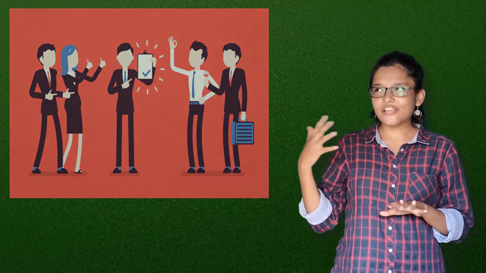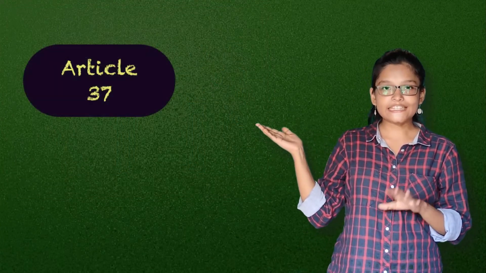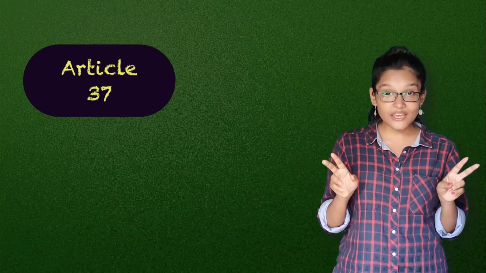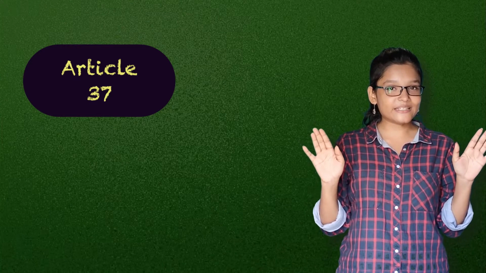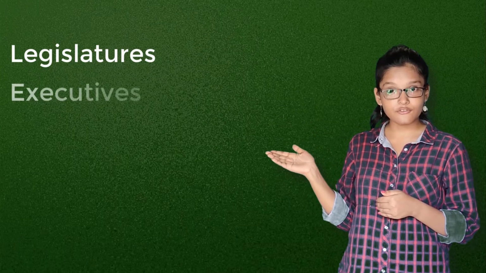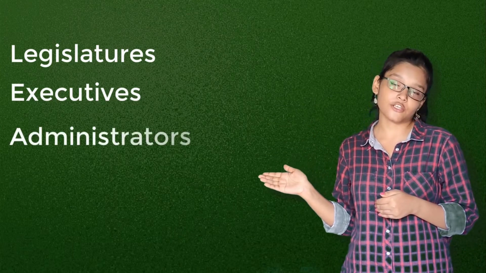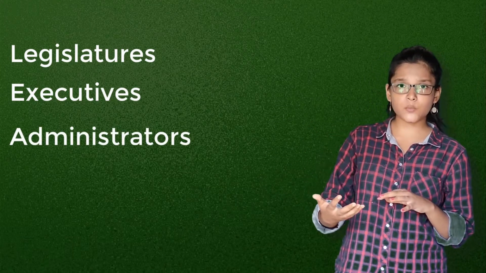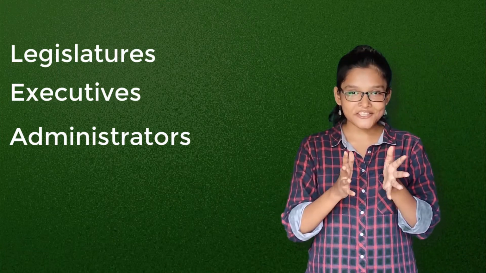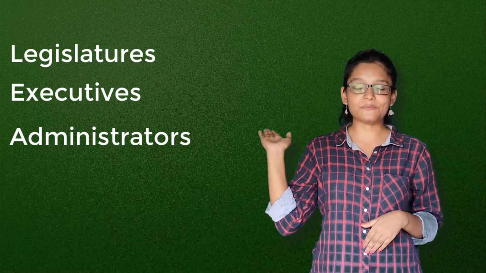Further, as it is mentioned in Article 37, directive principles are non-justiciable in nature, which means they are not legally binding by any courts. However, they are fundamental in the governance of the country. They lay a code of conduct for legislatures, executive and administrators of India to discharge their responsibilities in tune with these ideals. So guys, what did you get from this description?